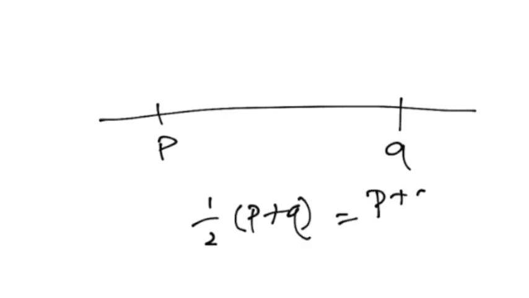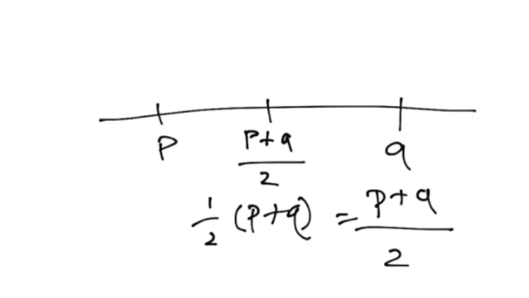Okay, so number 10 says, on a number line, where is 1/2 of p plus q in relation to p and q? Well, if we just place p and q randomly, and we're looking for what 1/2 of p plus q is, which is the same thing as (p plus q) over 2, this should look familiar because we've used it in our problems before to find the midpoint. So 1/2 of p plus q is going to be the point exactly in the middle of p and q.